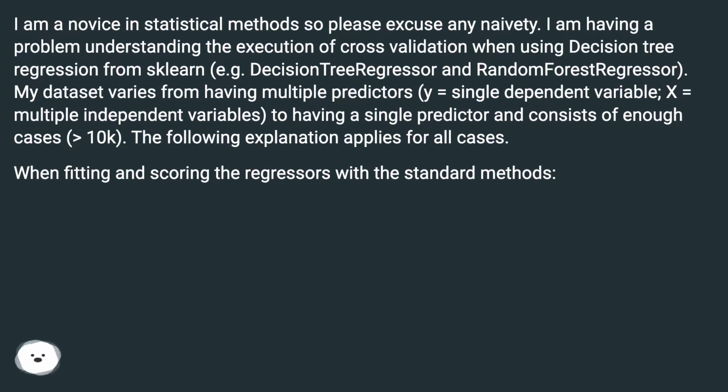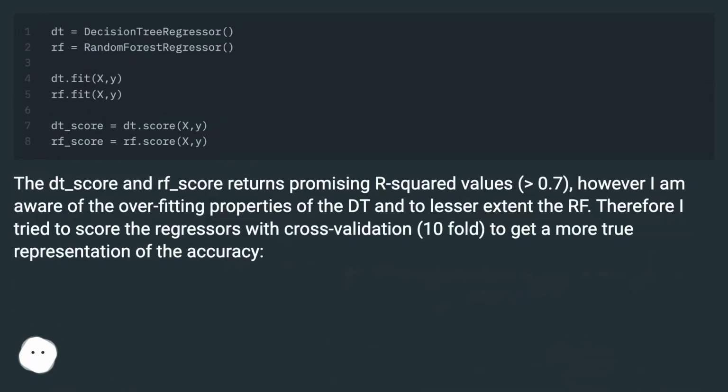My dataset varies from having multiple predictors, y equals single dependent variable, x equals multiple independent variables, to having a single predictor, and consists of enough cases, 10k. The following explanation applies for all cases. When fitting and scoring the regressors with the standard methods, the dt_score and rf_score return promising r-squared values, greater than 0.7. However, I am aware of the overfitting properties of the DT, and to a lesser extent the RF, therefore I tried to score the regressors with cross-validation, tenfold, to get a more true representation of the accuracy.